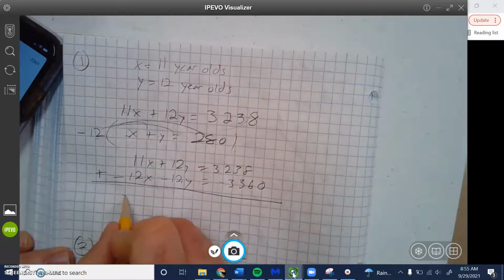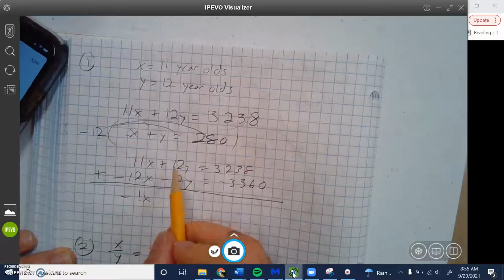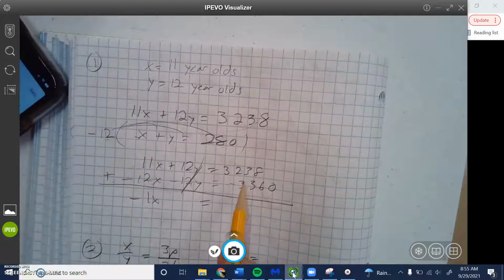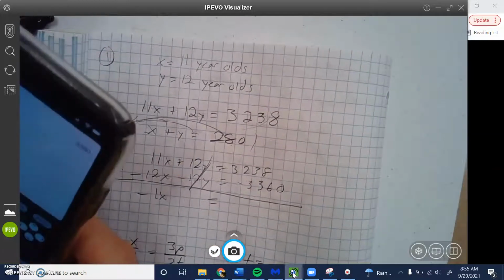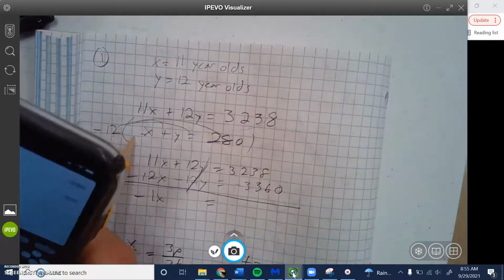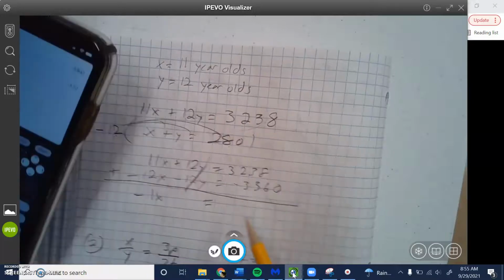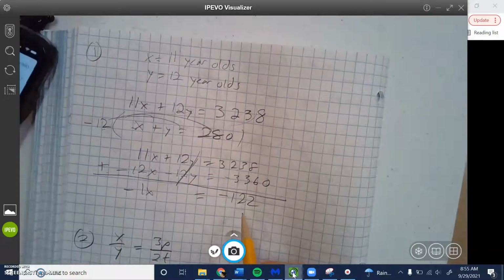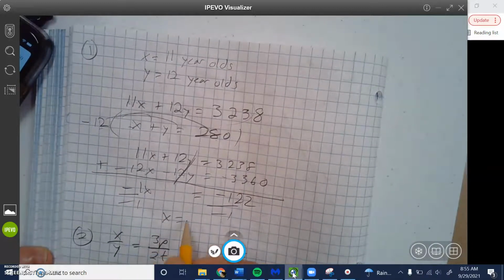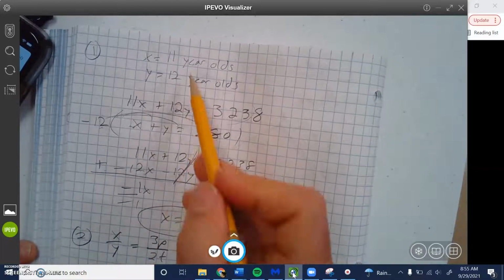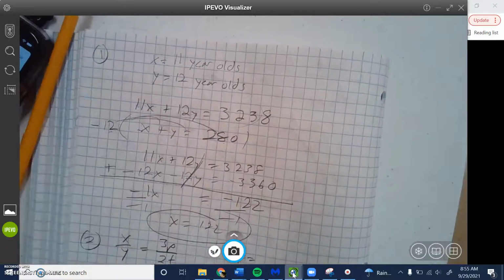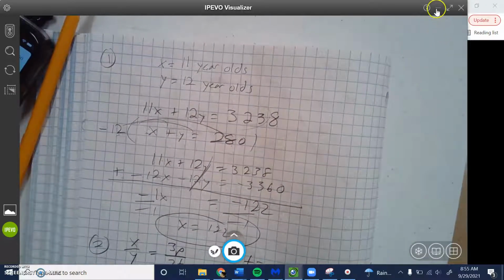Add them up. 11 plus negative 12 is negative 1. 12 plus negative 12 is 0, so that goes away. Now you can add these up. Use your calculator. Negative 3,360 plus 3,238 is negative 122. So now you divide by negative 1, which basically turns the negative to a positive. And 122 for X, which is the 11-year-olds. If I solve for the 12-year-olds, I'd have to plug back in and get the answer. So 122 is the answer.